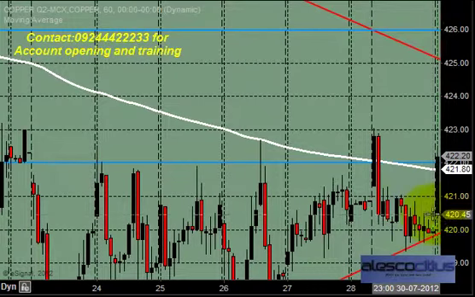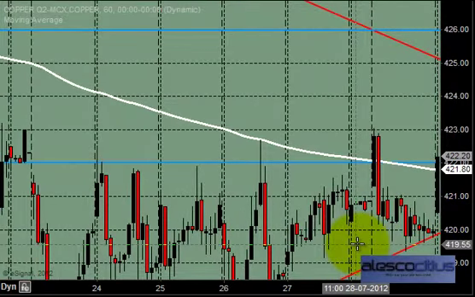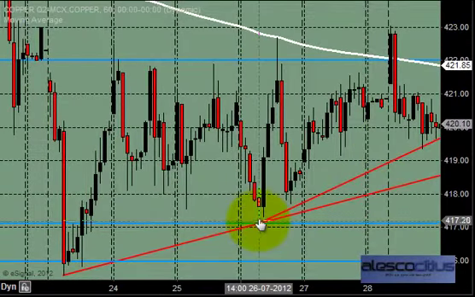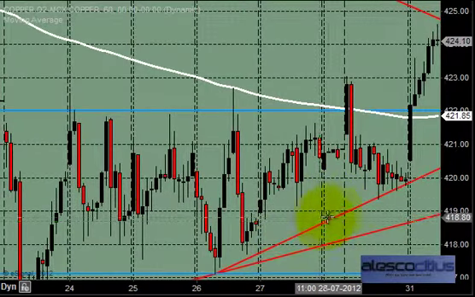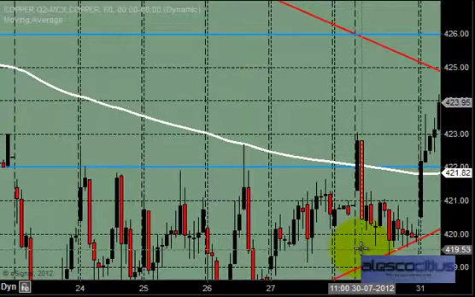So this is the price opening. Copper market opened around 420.45 and we had drawn a trend line also. You can see how we had drawn a trend line. The trend line is connecting all the lows. You can follow this red colored line, connecting all the lows.